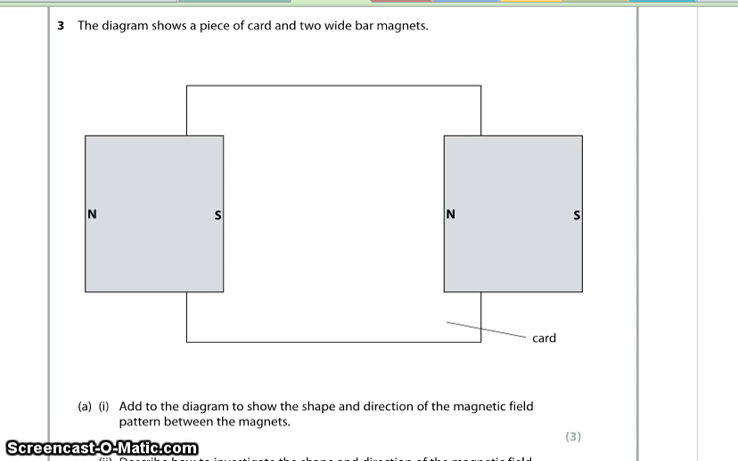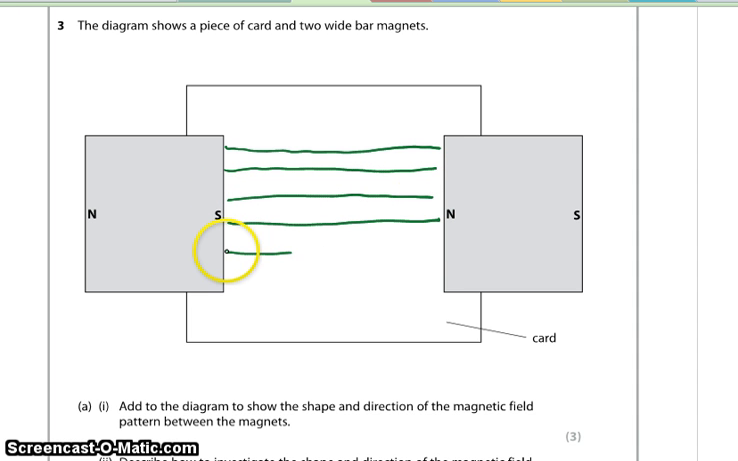Question 3. So the diagram shows a piece of card and 2 wide bar magnets. Add to the diagram to show the shape of the field and the direction. Now when it comes to the shape of the field, within the bar magnet side, it'd be nice if you do this with a ruler. Unfortunately I can't, as I draw on this computer. The field is going to be uniform, and that means that all of these lines should be parallel and roughly equal distance apart.